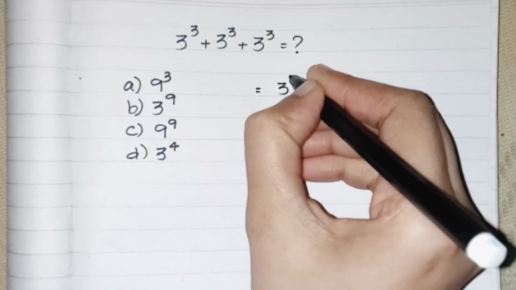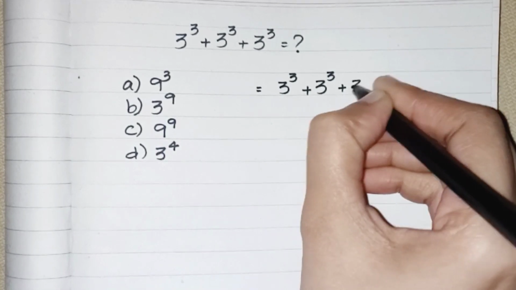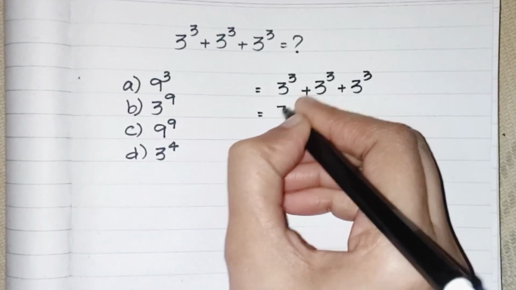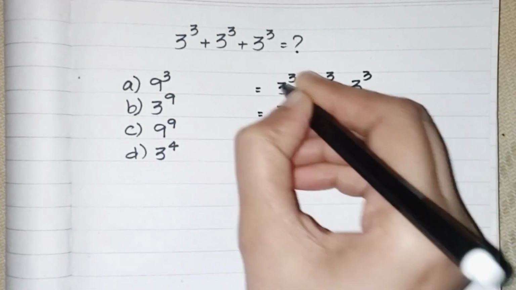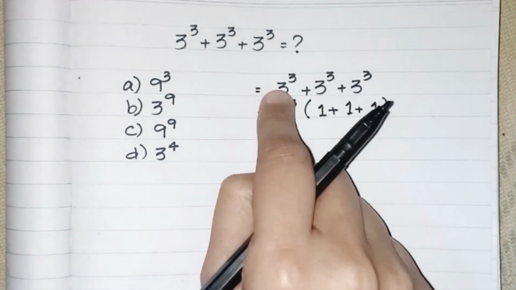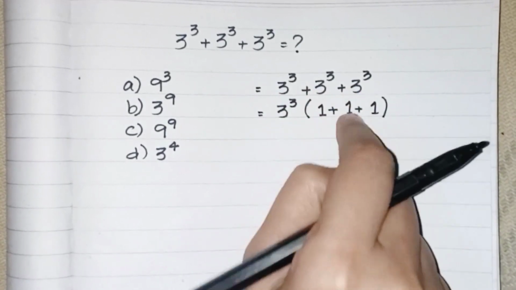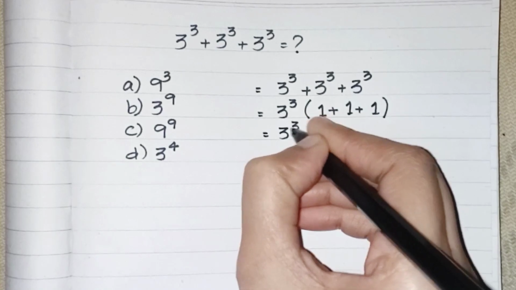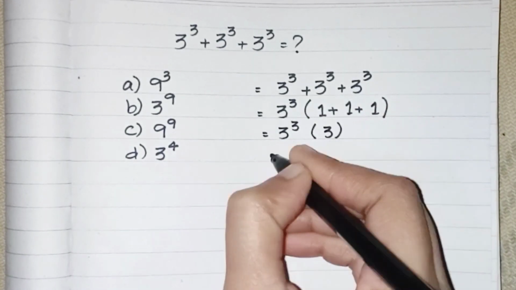We have 3 to the power 3 plus 3 to the power 3 plus 3 to the power 3. All the bases are the same, so we can take 3 to the power 3 common. The remaining will be 1 plus 1 plus 1. We are taking 3 to the power 3 common from all terms and we have 1 plus 1 plus 1 remaining in all terms. So it can be written as 3 to the power 3 times 1 plus 1 plus 1, which is equivalent to 3.